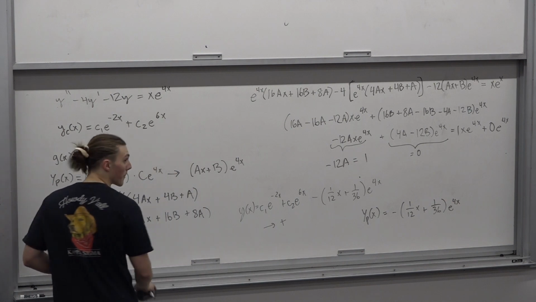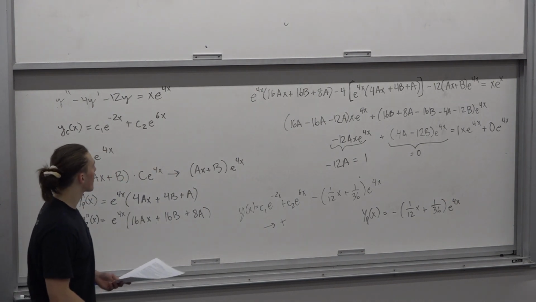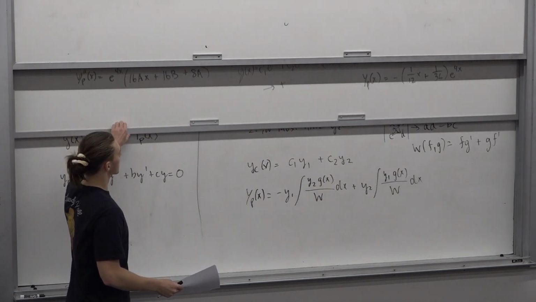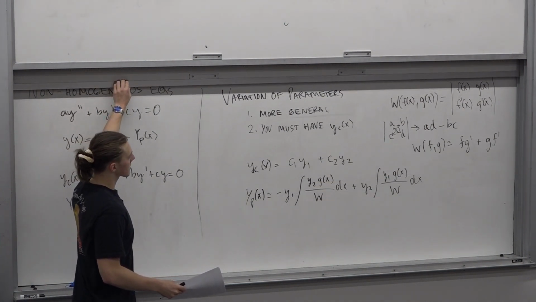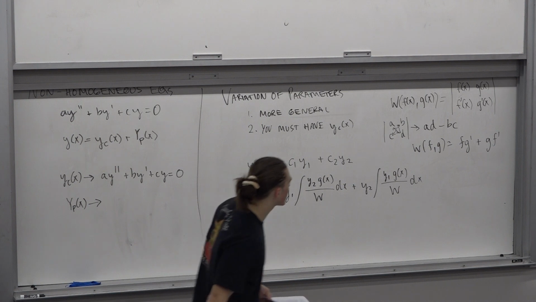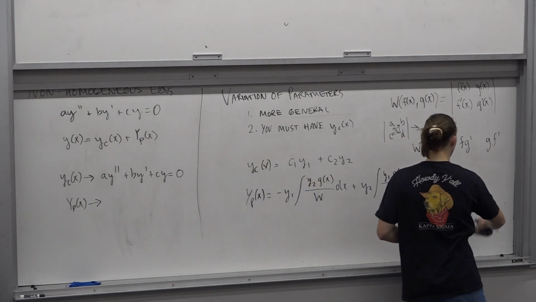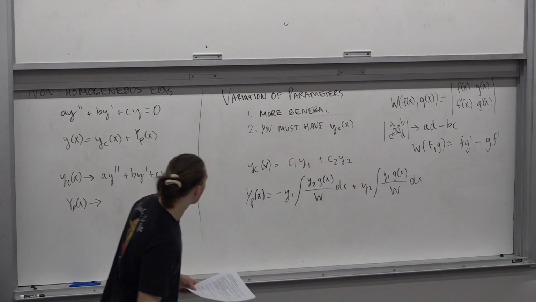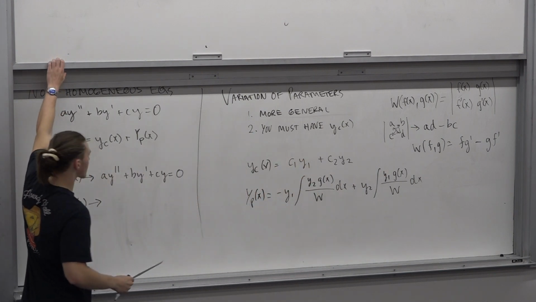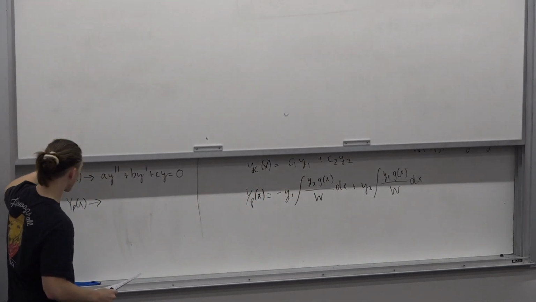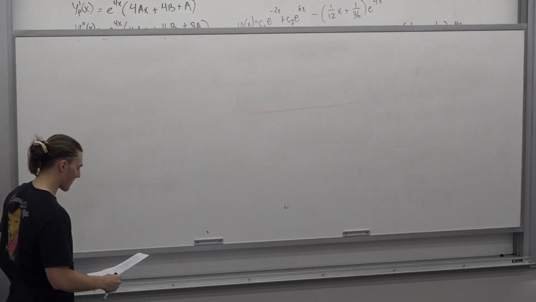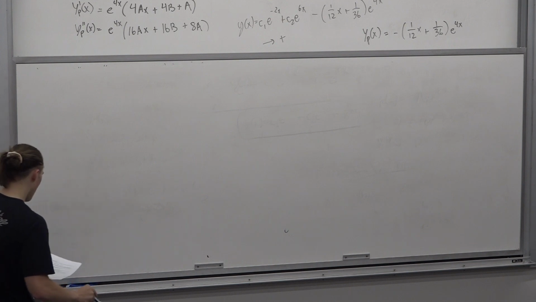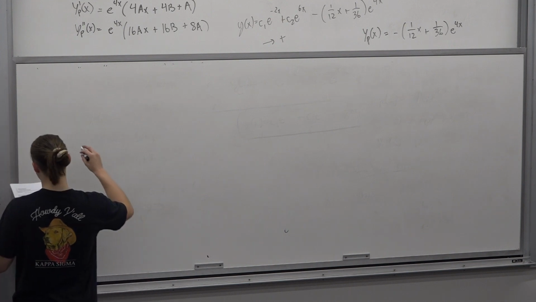Excuse me? For the Wronskian, is that supposed to be plus g f prime? Oh, so sorry. Thank you. So let's apply this on some function.